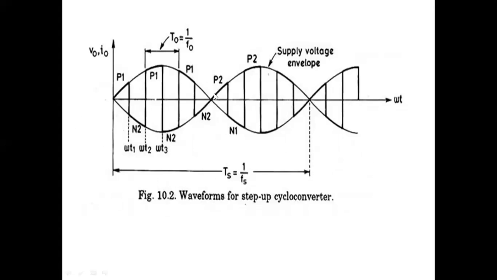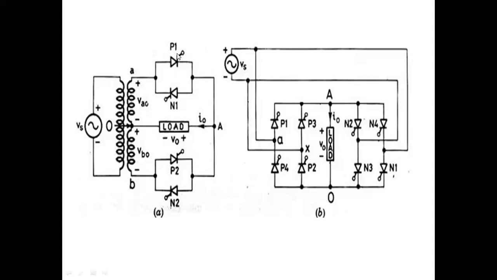Where will we switch off P1? Here I am switching off P1, and at the same time I will give a firing pulse to N2. See, now I am switching off P1 and giving a firing pulse to N2. Current always flows from anode to cathode only. That's why it is conducting.